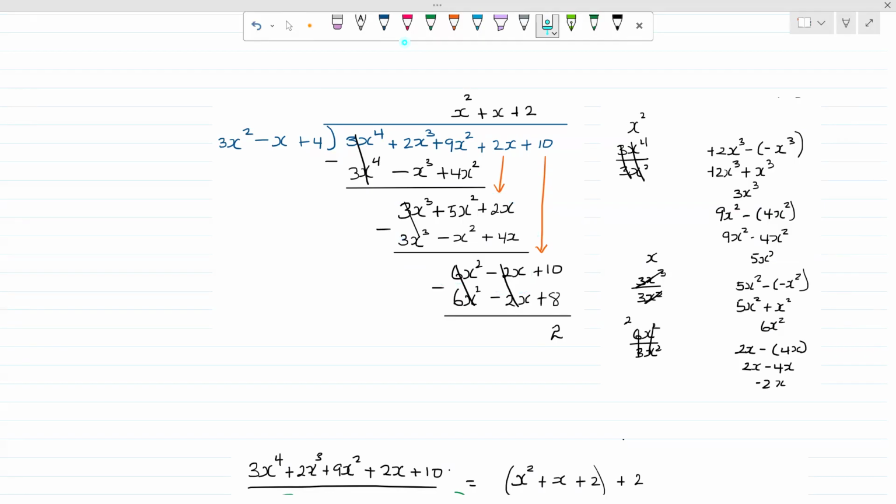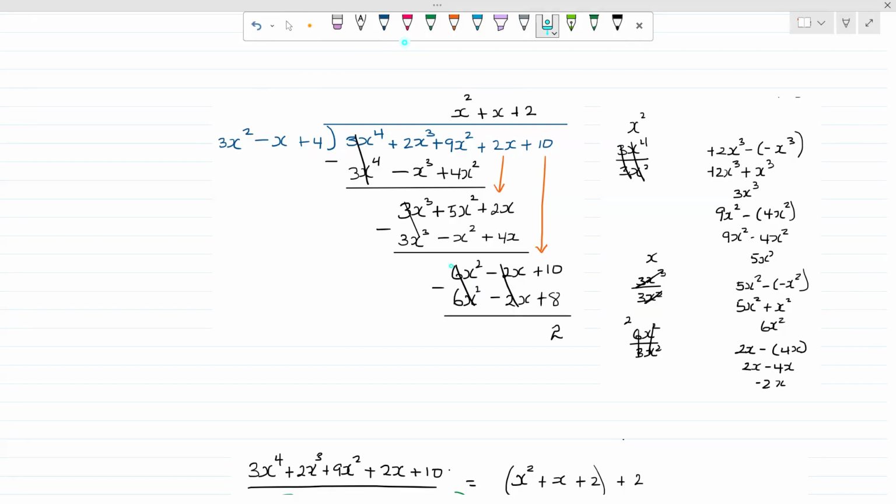I'm then going to go again, right? We're going to go again. And we're going to go with 3x squared into 6x squared. Now, 3x squared into 6x squared is going to give me 2. See my 2 here? And then 2 is going to multiply out by everybody here. So 2 by 3x squared will give me 6x squared. 2 by negative x will give me negative 2x. And 2 by 4 is going to give me 8.